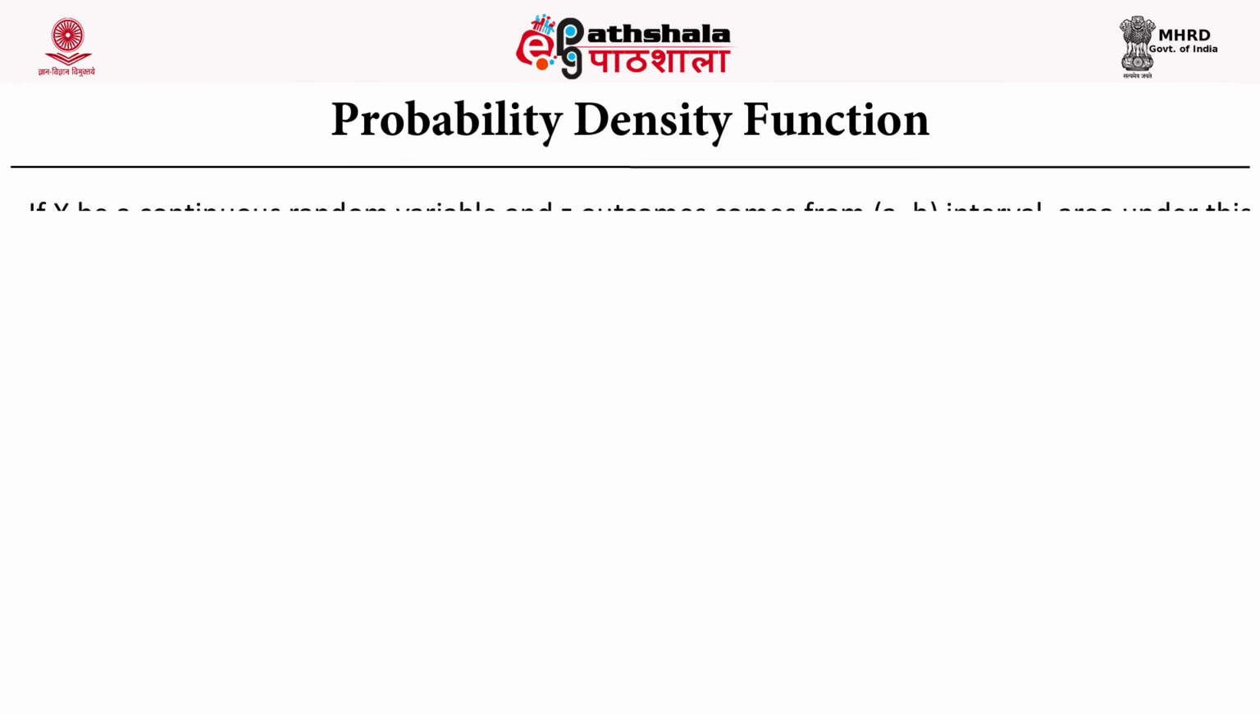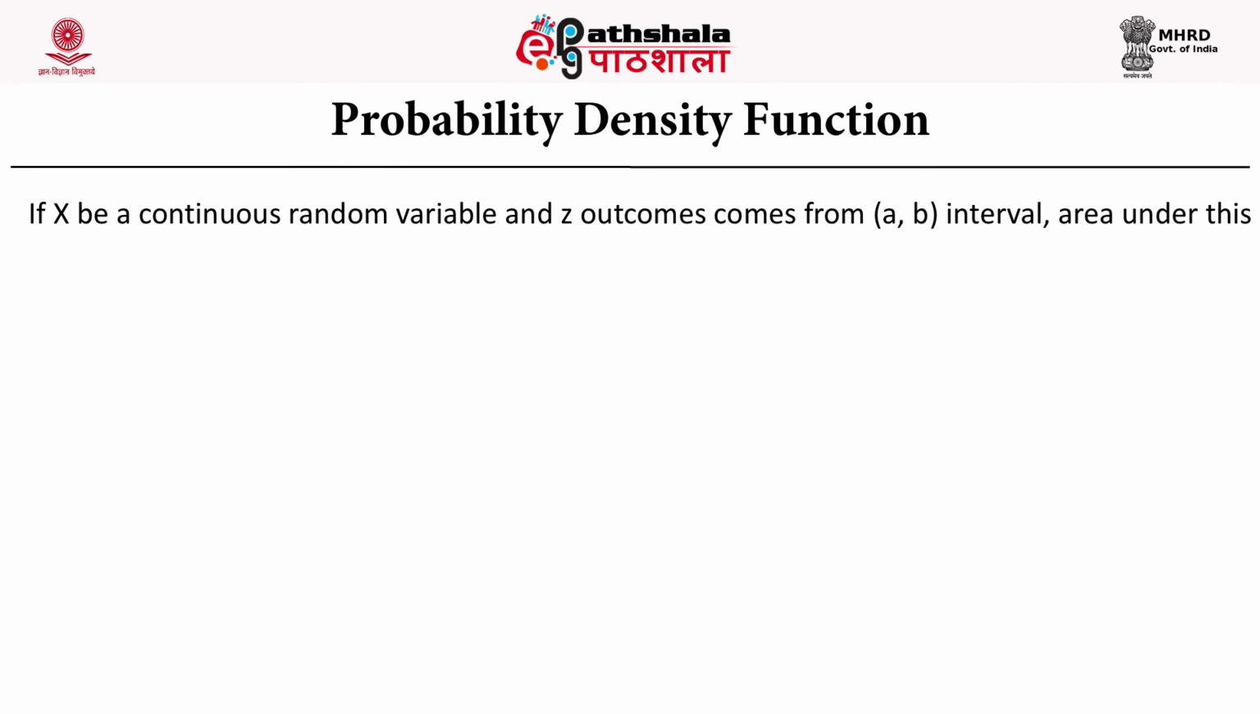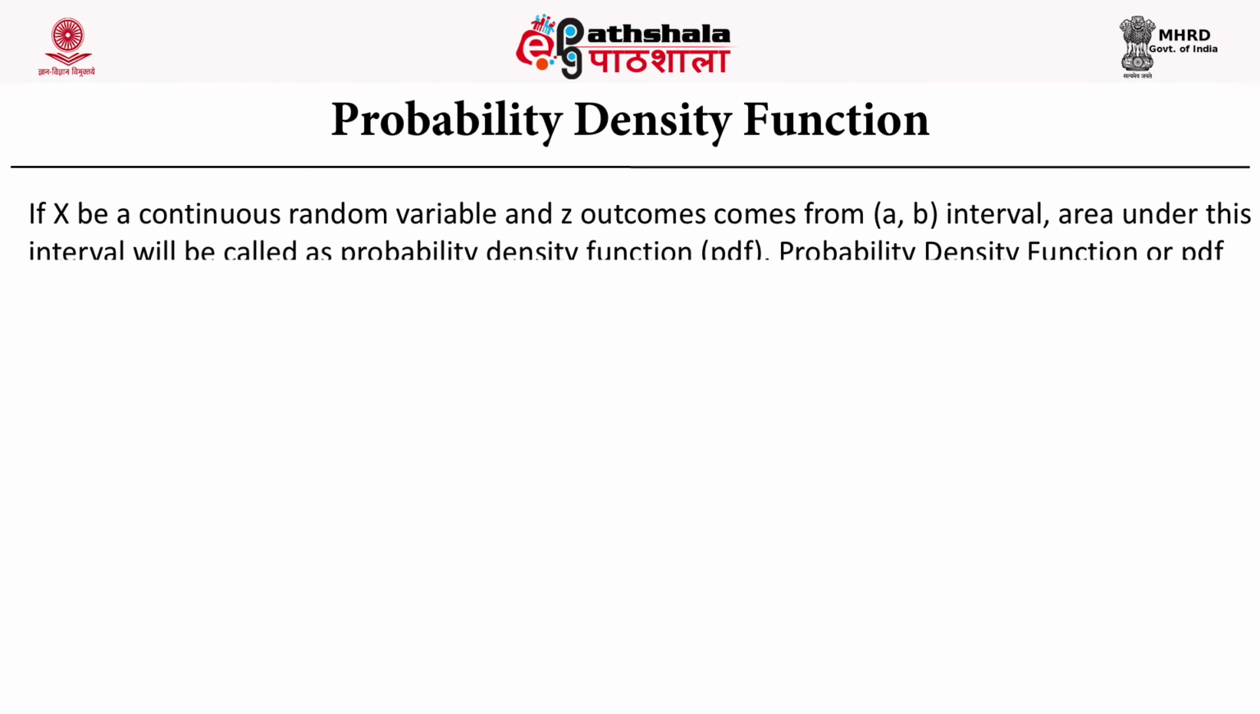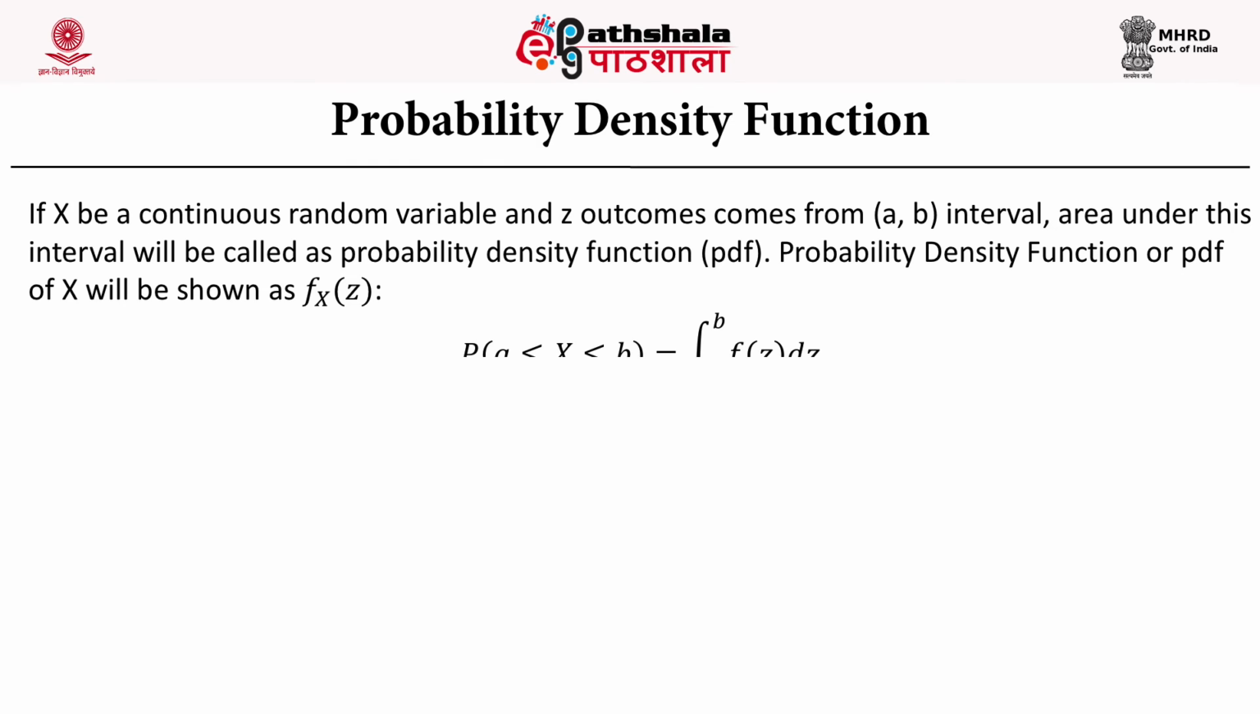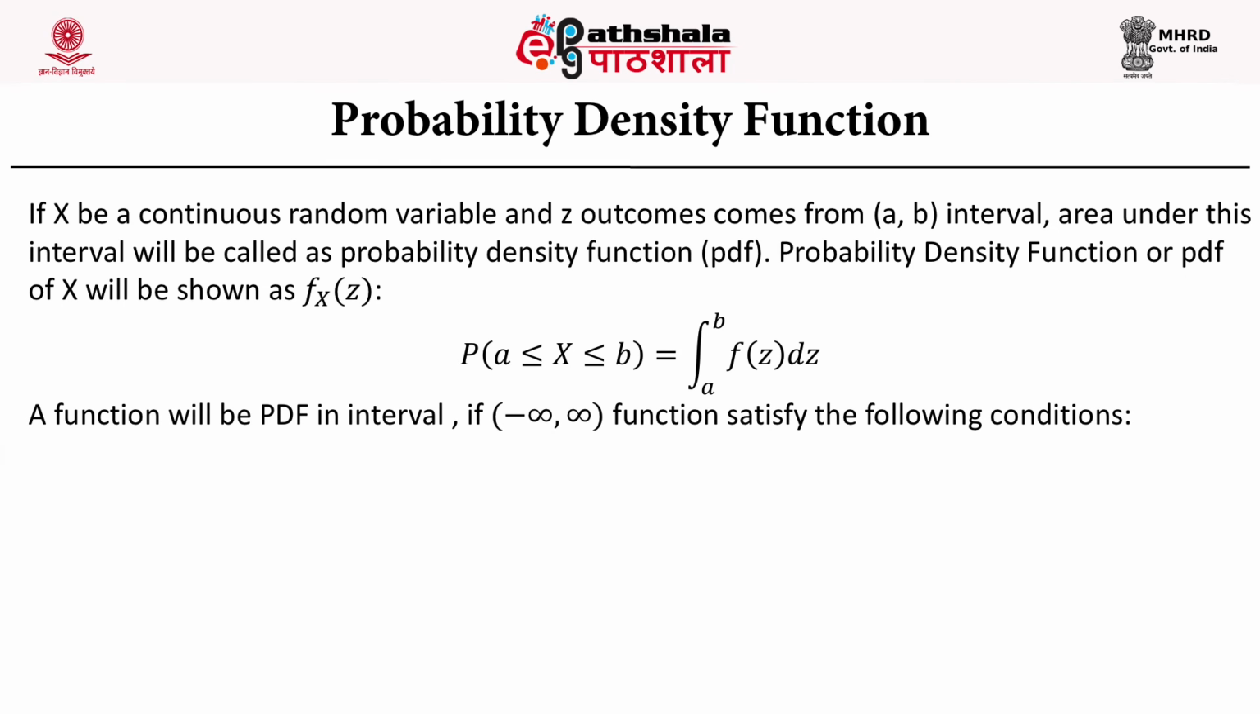Now coming to the probability distribution function for the continuous random variable, it is called the probability density function. If X is a continuous random variable whose outcomes come from an interval [a, b], the area under this interval is given by the probability density function. The PDF of X is given as f subscript X of z, and the probability that X lies between a and b is equal to the integration from a to b of f(z) dz. A function will be a PDF on the interval if it takes values from minus infinity to infinity.